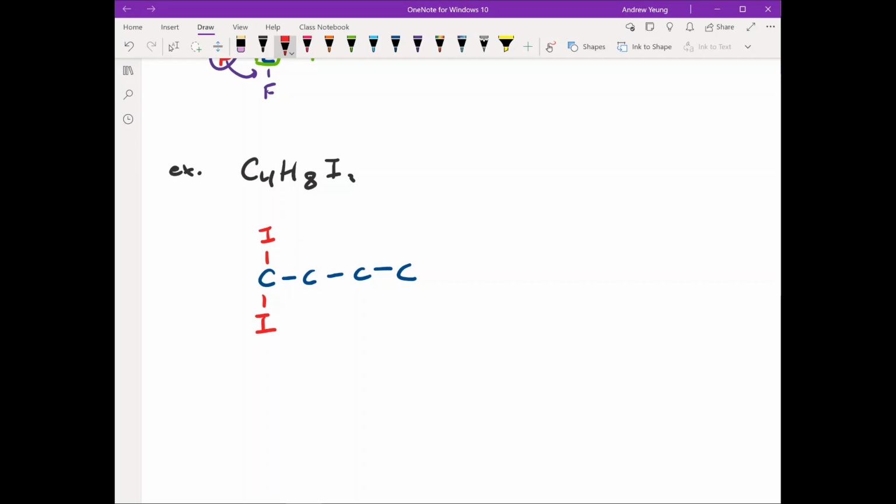I know the names are not going to change by too much, but again, if it's a different name, it's a different structure isomer.